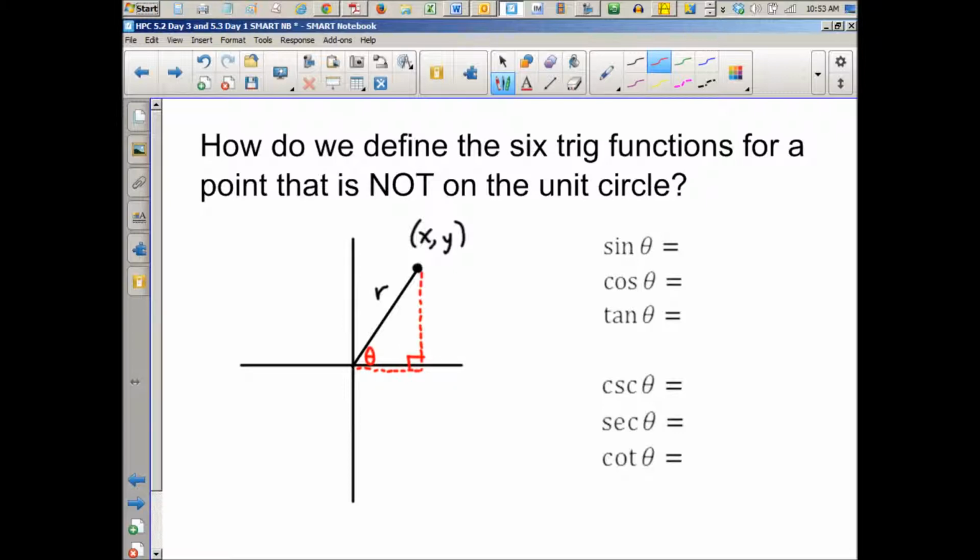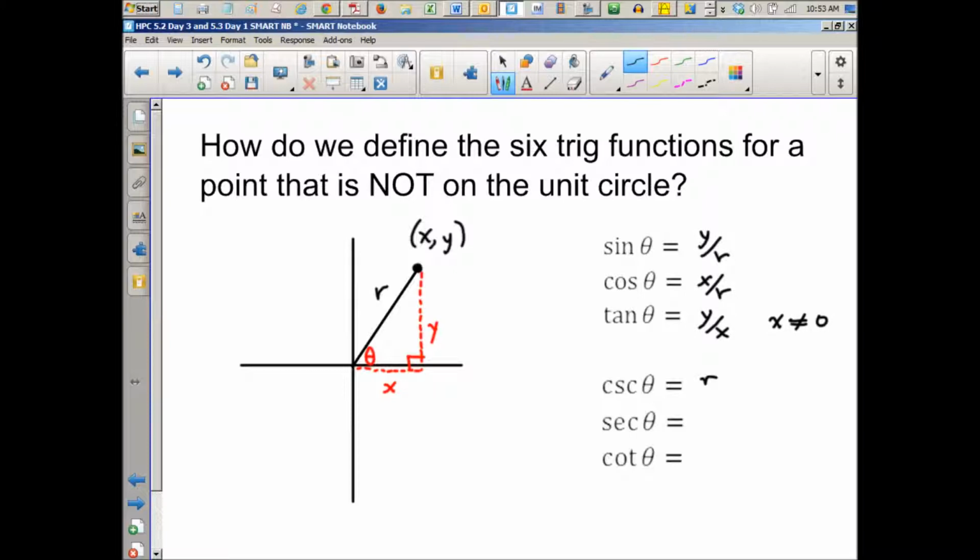In quadrant 1, both x and y are positive, so there's no mysteries here. And you just basically come up with these rules. Opposite over hypotenuse looks like this now. Adjacent over hypotenuse is x over r, and tangent is y over x. Now this is, of course, if x is not 0. If you have x equals 0, you have some problems there.